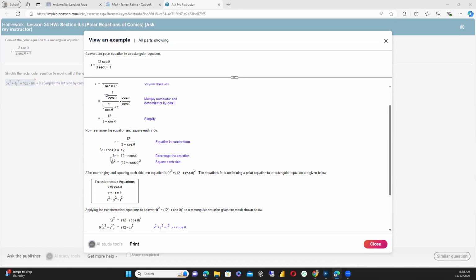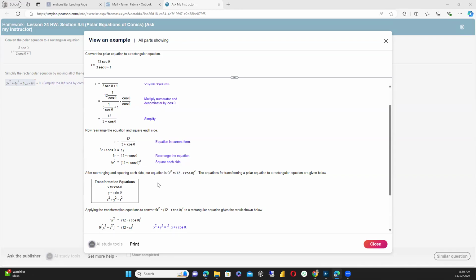And now, if you raise both sides of the equation to the power of 2, the reason we want to raise both sides to the power of 2 is because if you look at the formulas given under this section, this is the relationship between rectangular coordinate system and polar coordinate system. X is always equal to r times cos theta, y is equal to r times sine of theta, and r squared is equal to x squared plus y squared. So if we square both sides of the equation, 3r squared is just 9r squared. And then this one, I'm just going to write it as 12 minus r cos theta to the power of 2 for now.